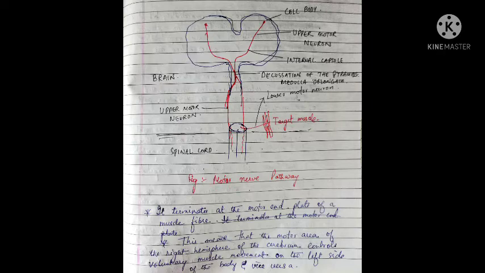So when an impulse is coming from the left side of the brain through the upper motor neuron, the upper motor neuron will travel to the medulla. After reaching the medulla, it will cross to the opposite side. Then after reaching the spinal cord, it will synapse with the lower motor neuron on the opposite side, that is the right side. Then it will send the impulses to the target muscles on the right side of the body. So this is the motor nerve pathway.